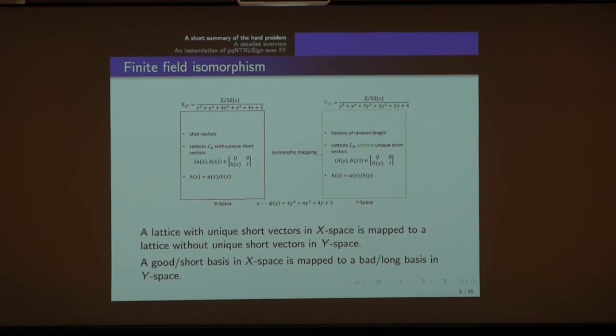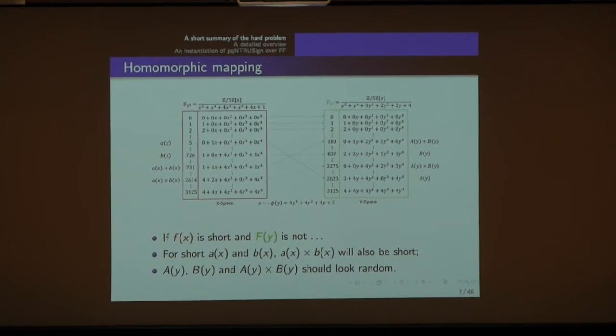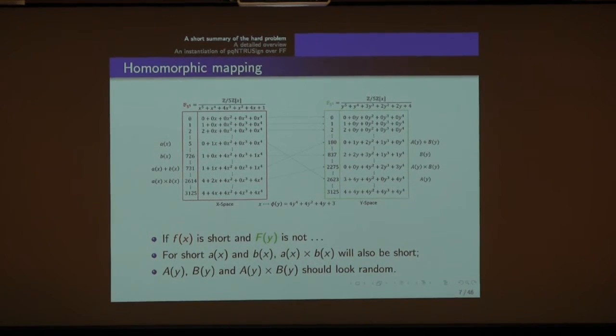It's quite clear that the constant terms are always mapped to the constant terms, but the hope is that any random non-constant element in the X space can be mapped to another random element in the Y space. So more visually, what you can see is this.